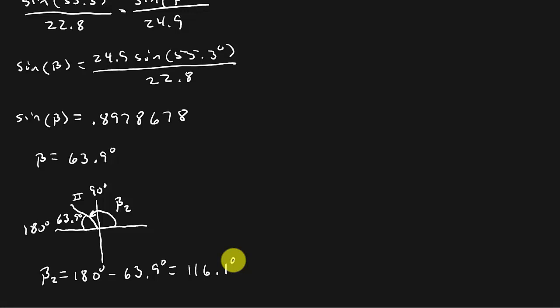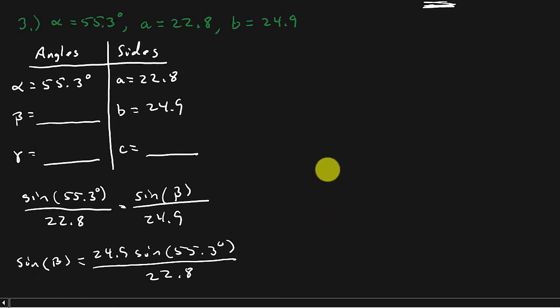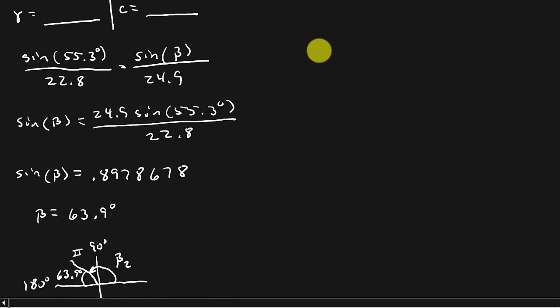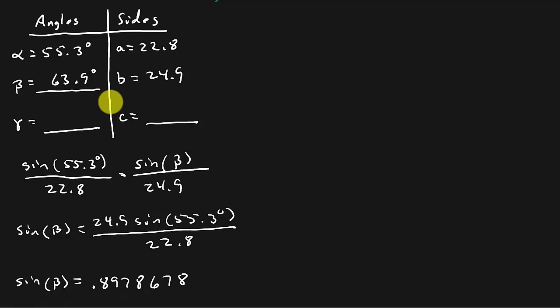Now, my question to you is, is that going to work? Can that triangle work if beta is 116? Well, let's see. So I've got beta 63.9. This is 63.9. We know this is going to be a solution, this triangle right here, this first one. But will the second one work? That's what I want to know.